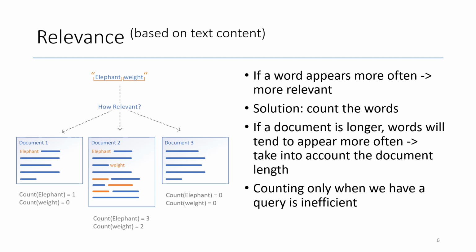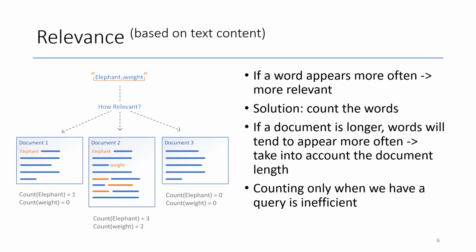And to continue this relevance idea based on text context, we expand our example. So here, elephant and weight are two terms. If a word appears more often in a document that we search for, we can assume that this document is more relevant. So how do we go about this solution? We just count every word in every document. And if a document is longer, words tend to appear more often, so we also have to take into account the document length.